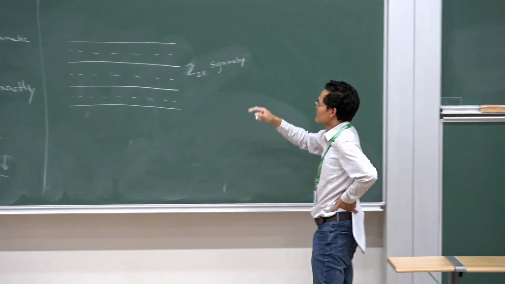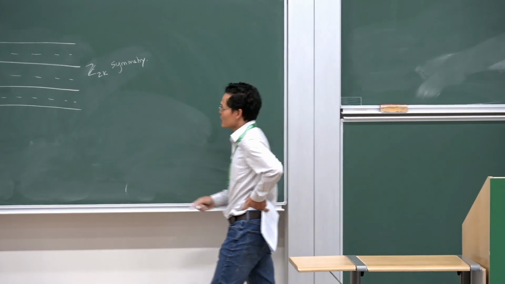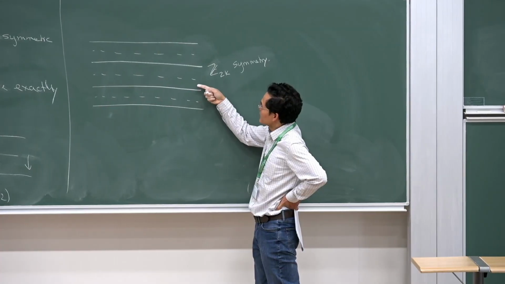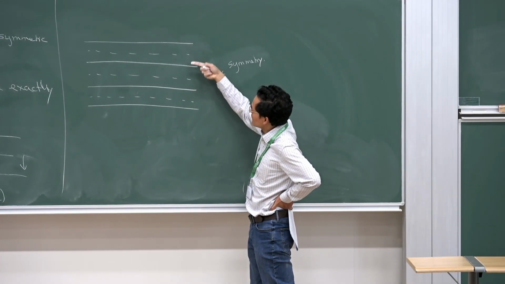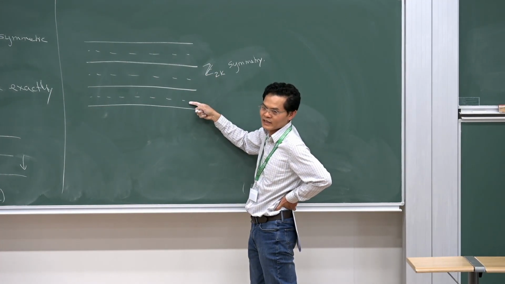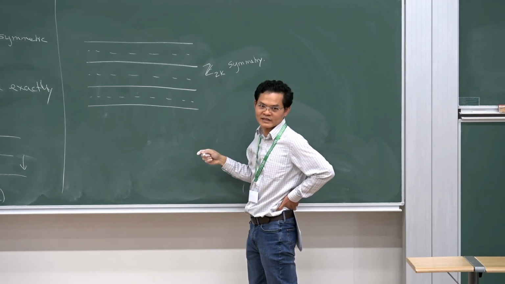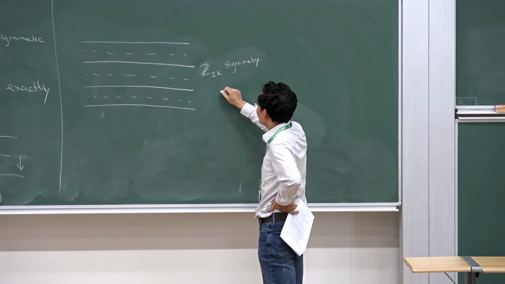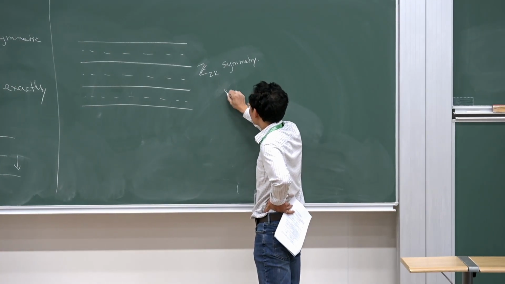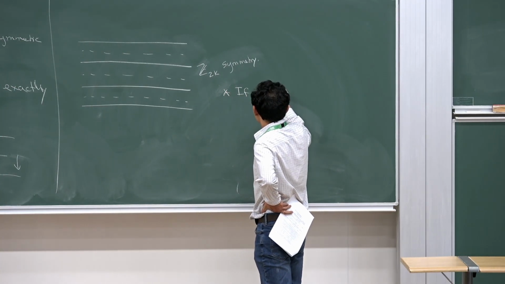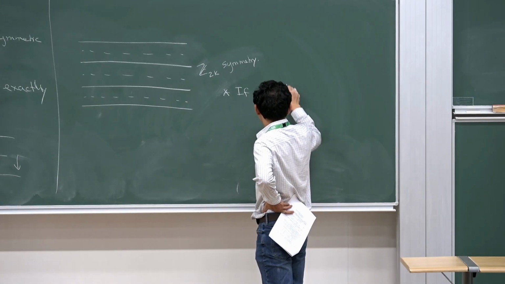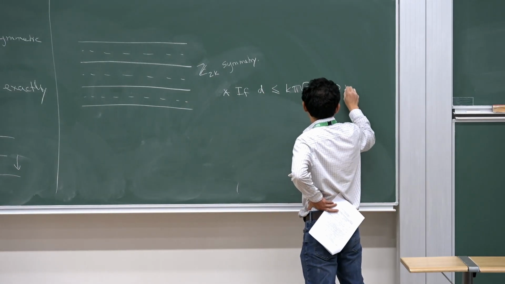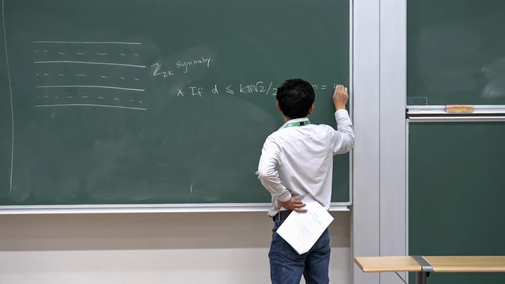So to avoid technicality, I will not define for you specifically what it is, but you can think of U1 as being even around the solid line and odd around the dashed line, and U2 as being even around all of those lines. So the theorem is that if D is less than K pi root 2 over 2, then the minimizer is the soliton.